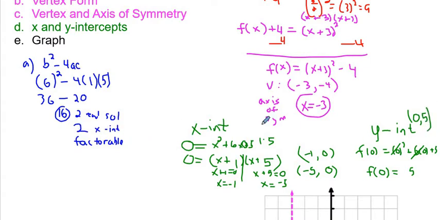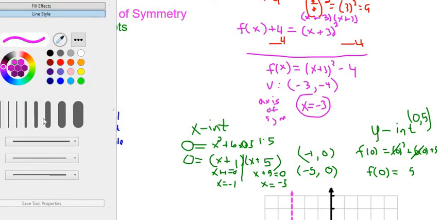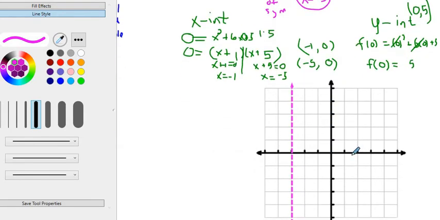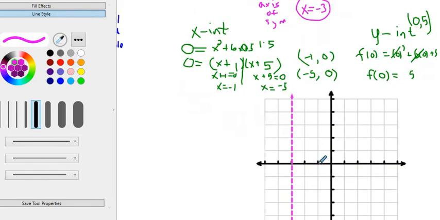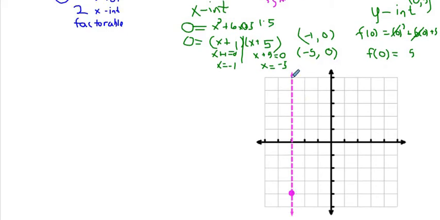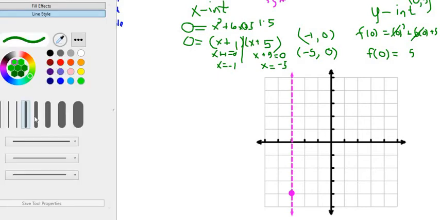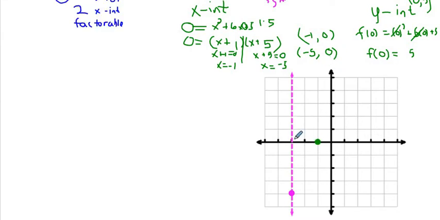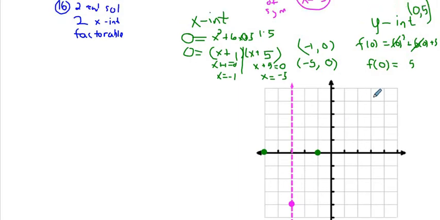Let's see what it looks like. We'll start with the vertex. If I put the vertex on a graph, that's going to go on my graph paper. We're going to go by ones. So (-3, -4), which would be right here. Notice I went ahead and put the axis of symmetry there. My x-intercepts are (-1, 0), so here, and (-5, 0), 1, 2, 3, 4, 5. Notice the perfect symmetry. My y-intercept is (0, 5), which is here.